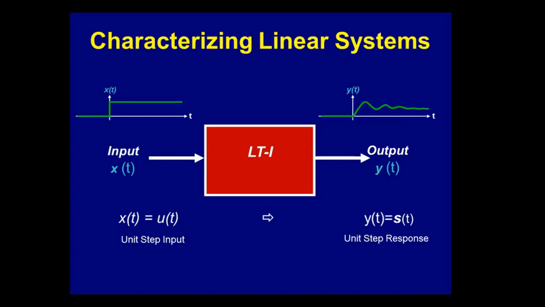Then if I know the response of the system to one step of height 1, I know the response of the system to a step of height 4, or a delayed step of height 2, or a downward step of a certain height. I can use superposition on this response and add them up to get the response of the system to a more complicated signal. So that's what we're aiming at.